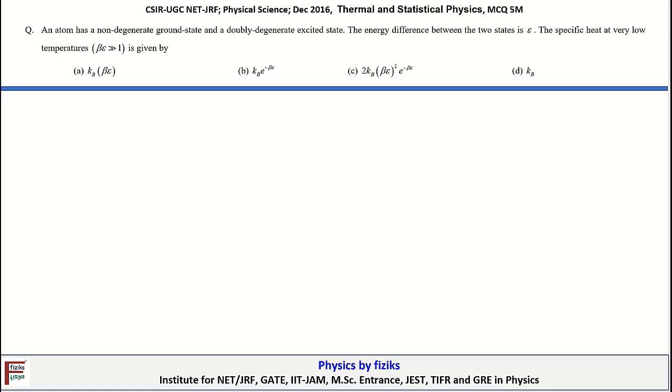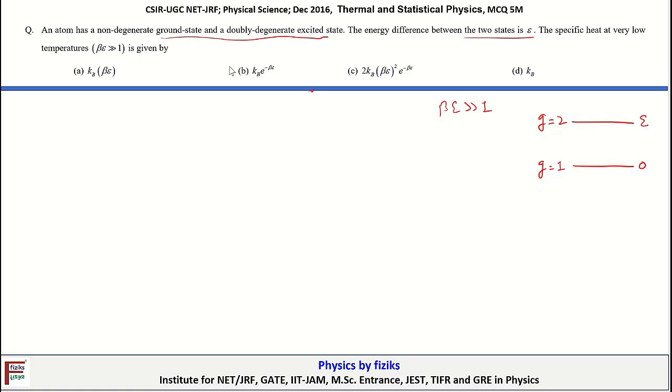The statement is, an atom has a non-degenerate ground state and a doubly degenerate excited state. So let's draw the energy spectrum of the atom. So it's g equal to 1 and g equal to 2. Further, the energy difference between the two states is E. Let's assume this is 0 and this is E, so that the difference becomes E. The specific heat at very low temperature such that beta E is much greater than unity is given by. So we have to obtain the correct expression for the heat capacity at constant volume with the given information.